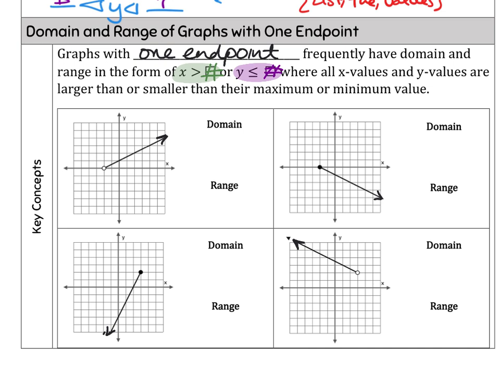So if we're talking about this domain of the first example, remember we wanted to go from left to right. We already noticed that on the right side, there's an arrow. That arrow would go all the way to infinity, as if it's going on and on and on forever. But on the left, we have this open circle right here. That left is at the value -2.